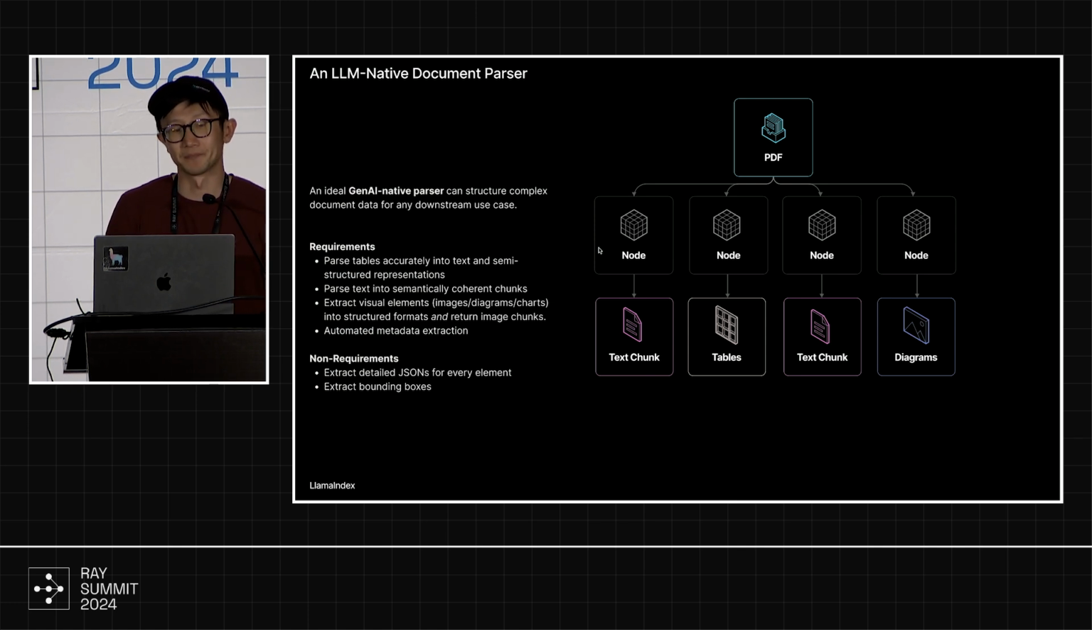The non-requirements for such a document parser include needing very structured metadata for every element. Because the end goal here really is to just structure the text appropriately so that you can feed it into a language model. You don't necessarily need all the metadata that comes if you were to use an off-the-shelf document parser by AWS, Azure, and so on and so forth. And so that's really what we set out to build.